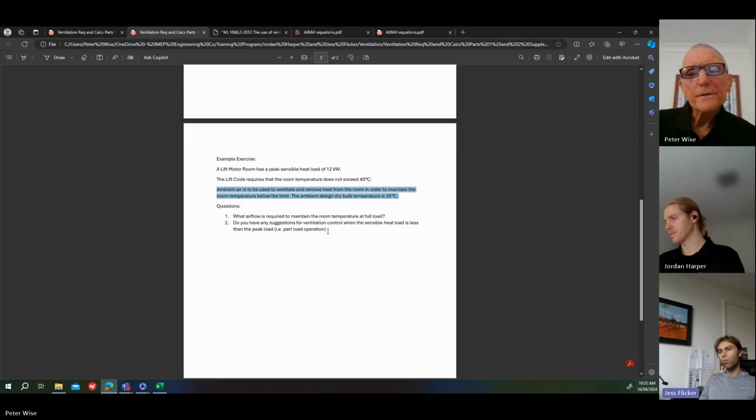Yeah. So you'll find that that's a common thing. It's going to come up again and again, not just for lift motor rooms, but for different spaces that you need to control the temperature.